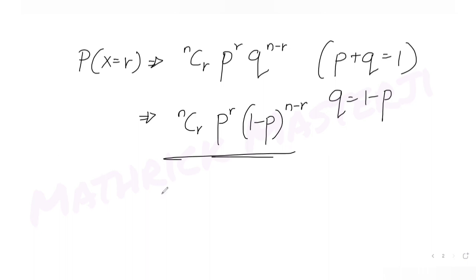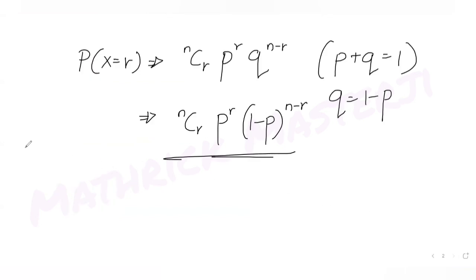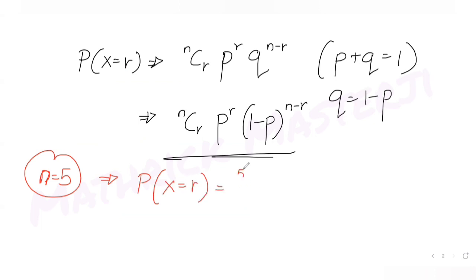Now the question tells us that the binomial distribution is given by B(5, p). So 5 is nothing but n, the number of trials that you are doing. So you have your value of n as 5, and once n is equal to 5, the probability of x equals r becomes 5Cr p^r (1 minus p)^(5 minus r). That is the entire thing given to us.